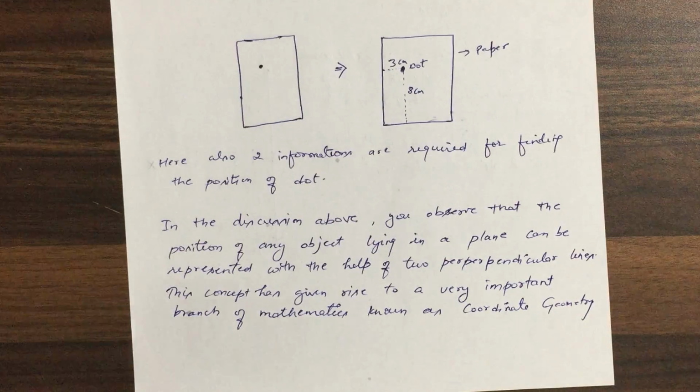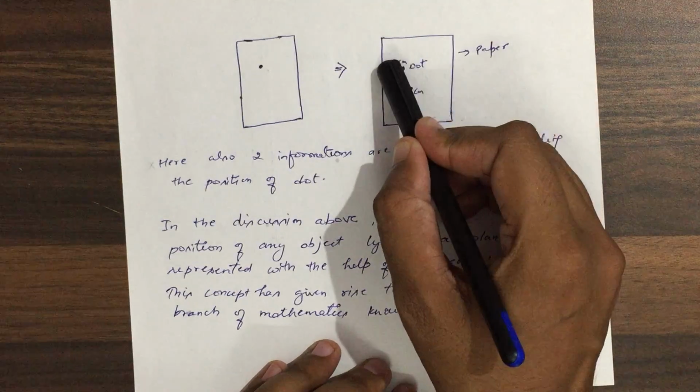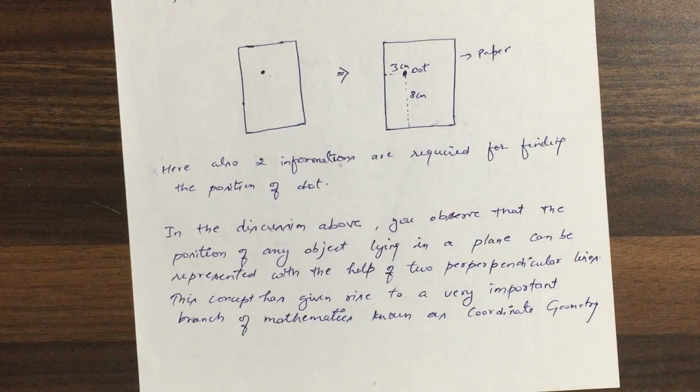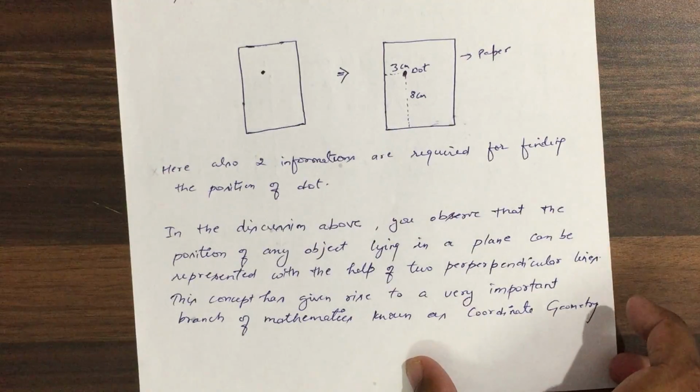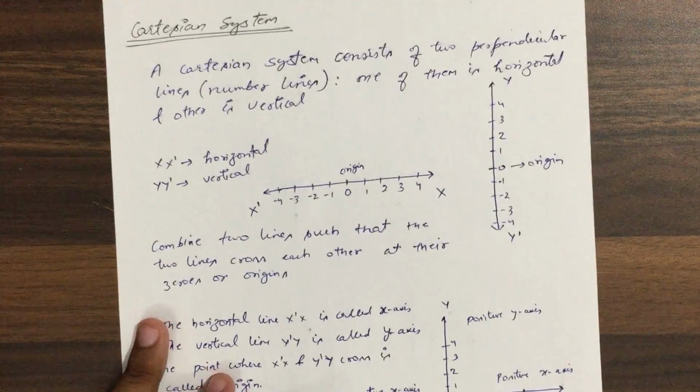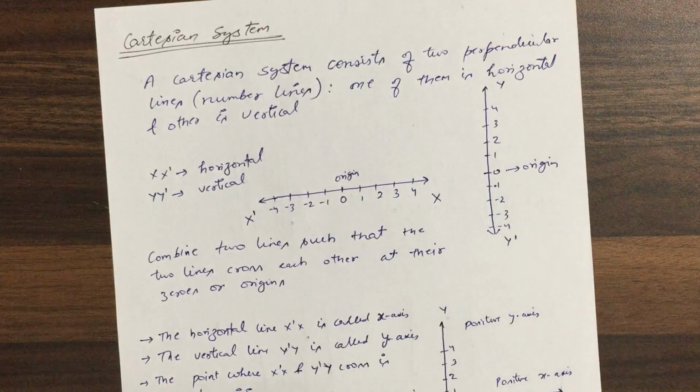So actually from this discussion you can observe that the position of any object in a plane can be represented with the help of two perpendicular lines. Because this is the distance from this and this is the distance from this. So it can be the distance from two perpendicular lines. This concept has given rise to a very important concept, which is coordinate geometry. So this is where we will develop coordinate geometry. In coordinate geometry, we will study the Cartesian system.